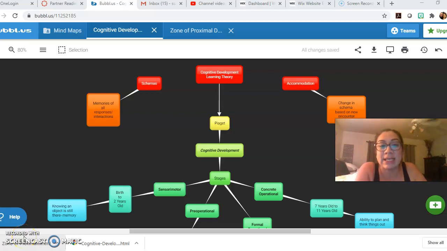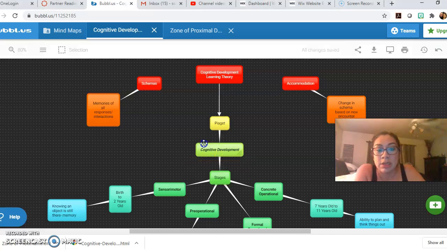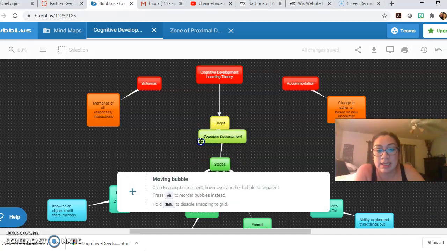I'm going to be discussing cognitive development learning theory. When we think about cognitive development, we think about Piaget and how he came up with cognitive development in children and the various stages that children go through in their development. So we're going to discuss a little bit of that today.